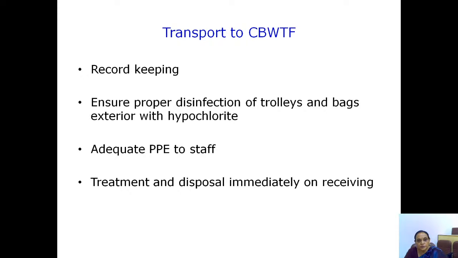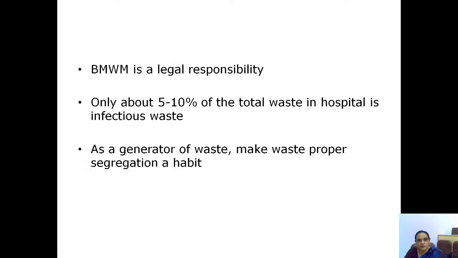Provide adequate PPE to the staff who carry this, from the hospital to the transport system to the treatment facility. All of them have to be educated and provided PPE, and then treat and dispose immediately on receiving. One should not store these bags for a long time.